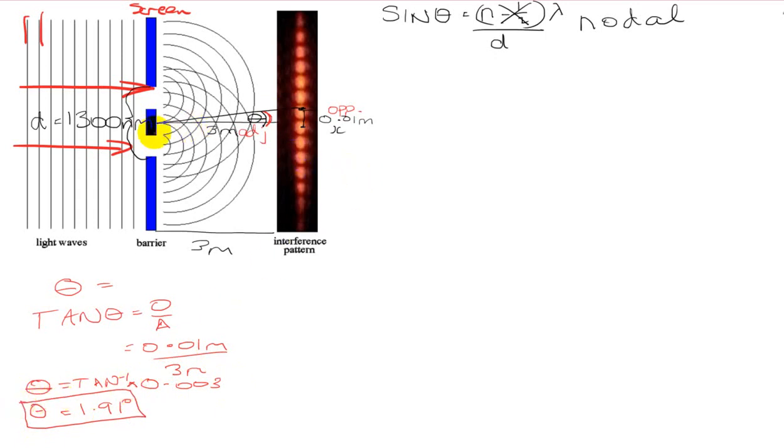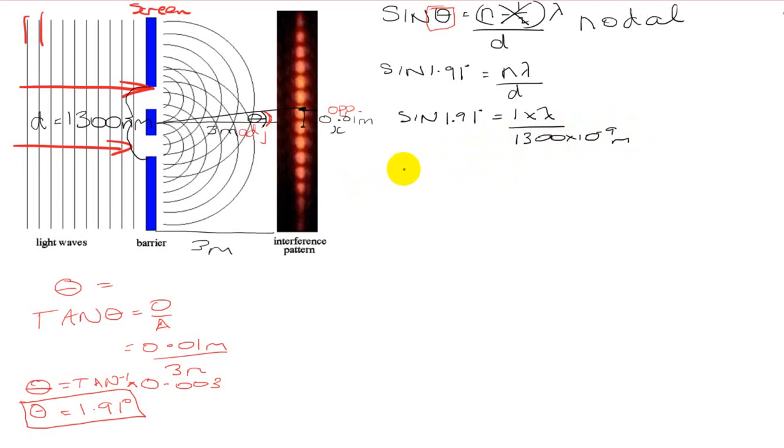That's the angle up in here, and it's also this angle here. So we're now going to say, well, the sine of theta, in this case theta is 1.91 degrees, is equal to n wavelength over d. So sine 1.91 degrees equals, and we're talking now about the first antinodal point. This point here is the first antinodal point. So it's 1 multiplied by the wavelength over d, and d is the distance between the diffraction grating slits, which was 1300 by 10 to the minus 9 meters.